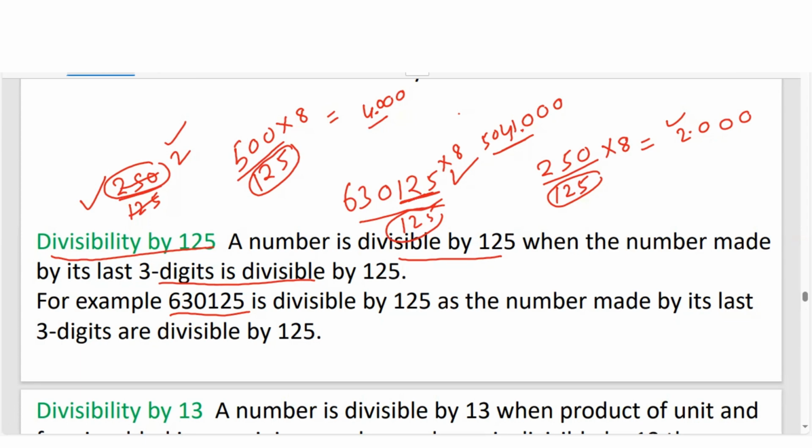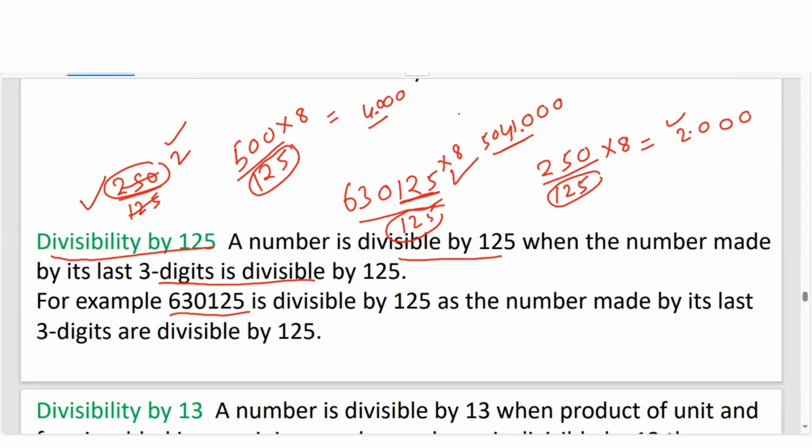or not, the simple logic is what? Just focus on the last 3 digits of the given number. If the last 3 digits of a given number are divisible by 125, then the whole number will be divisible by 125. Now I have explained one technique.